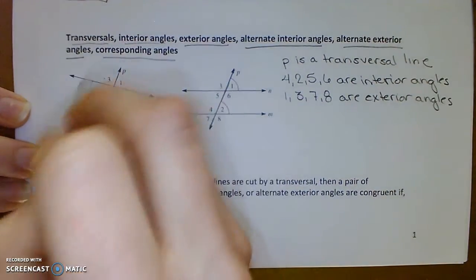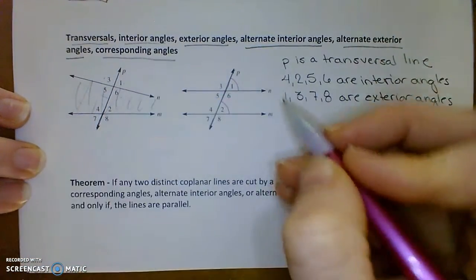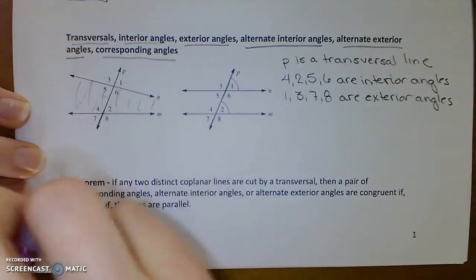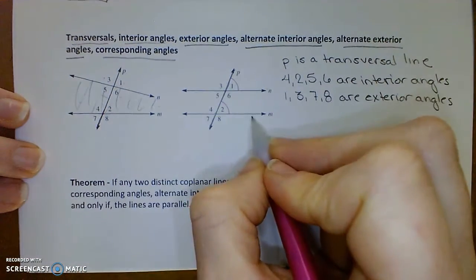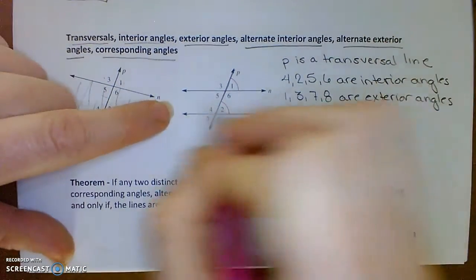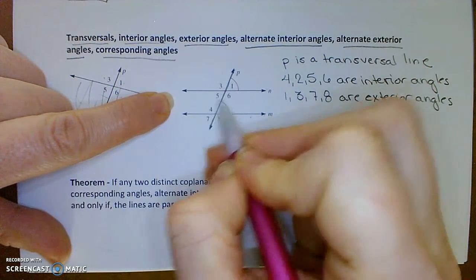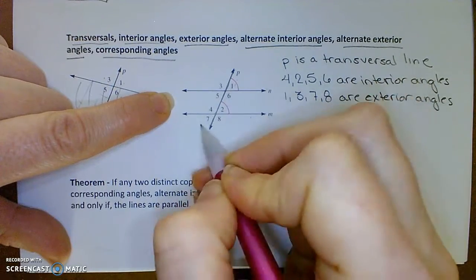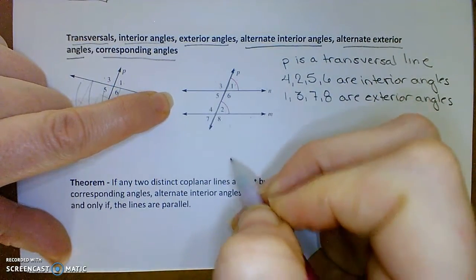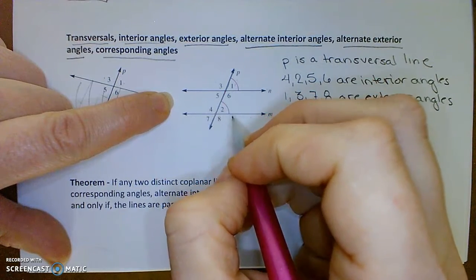All right, so with those labels, there's a special relationship among the interior and exterior angles that happens when our two lines are parallel. If these two lines are parallel, then it just so happens that the alternate interior and also the alternate exterior angles are going to be congruent. So let's pick out a pair of alternate interior angles.